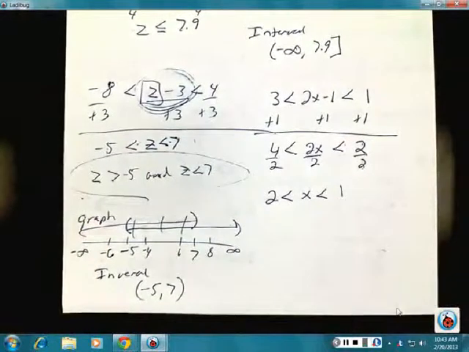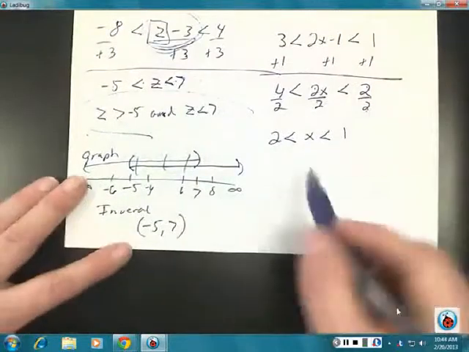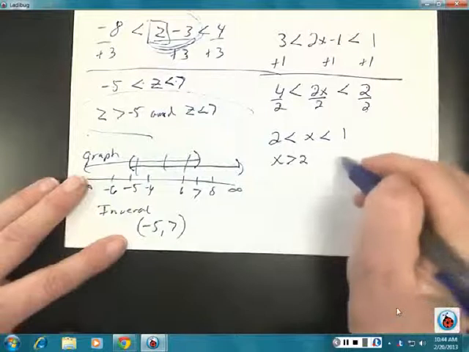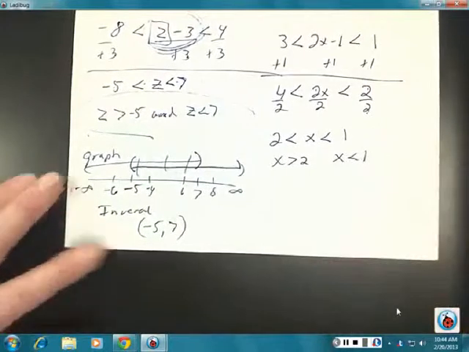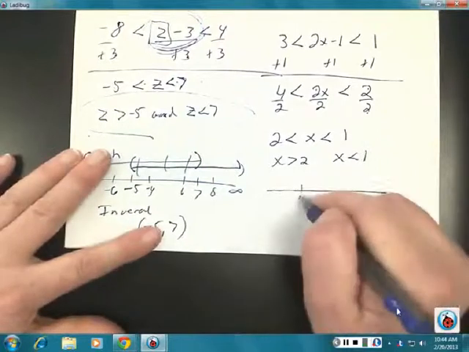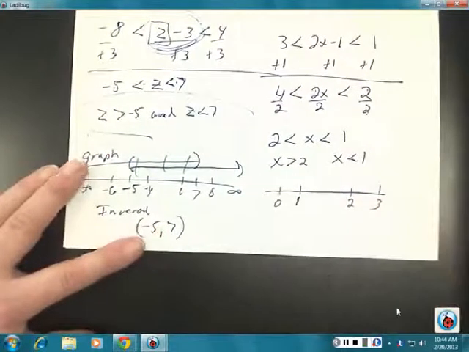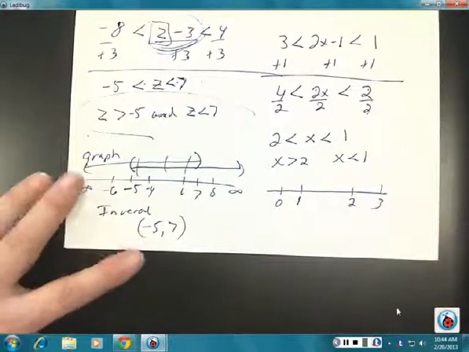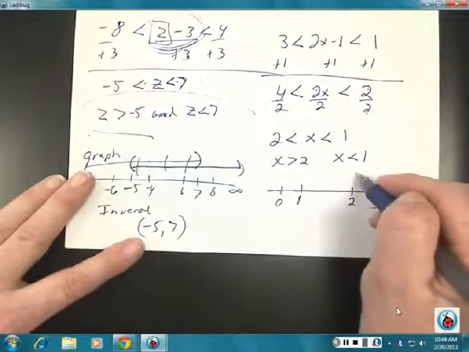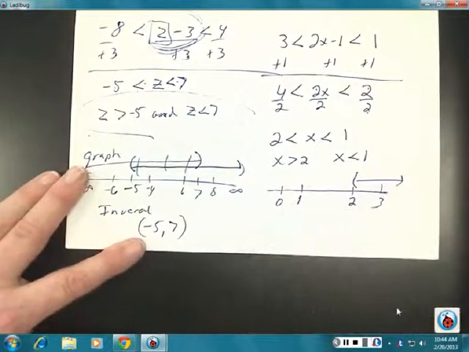Okay? So what does this tell me I have in my answers? X is greater than 2. And X is less than 1. Okay. Now we okay with that part? Now what is the graph going to look like? Here's 1. There's 2. What way do we go? Open parentheses 2, heading which way? To the right. What's above the 1? Open parentheses, heading to the where? Left. Okay.